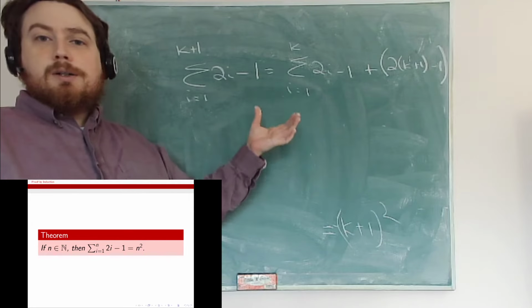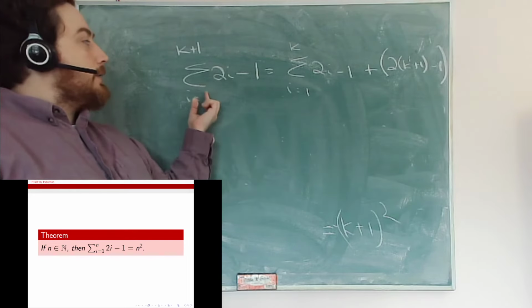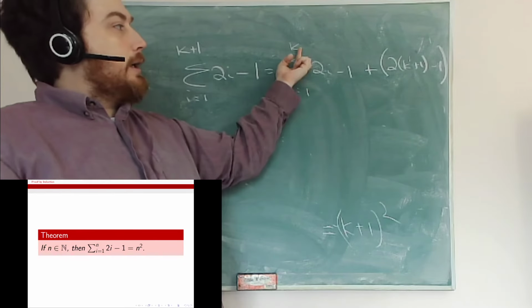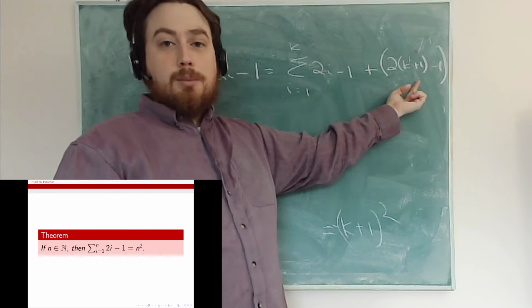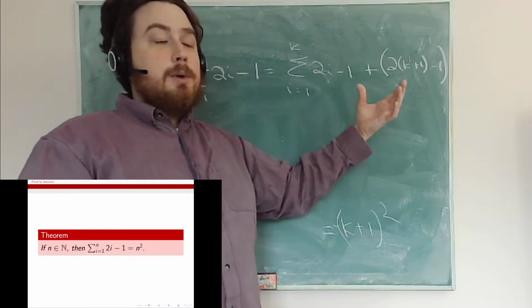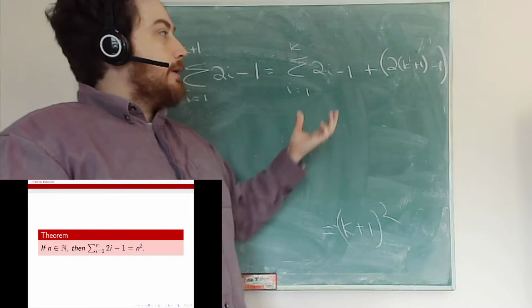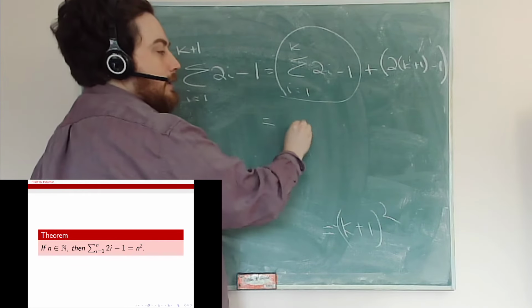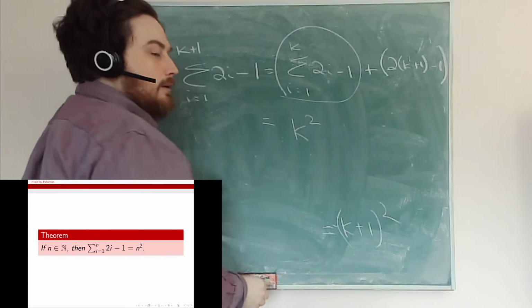So if we're doing an induction proof with sums, the nice thing is, okay, well, if I'm going to add from 1 to k plus 1, I can instead add from 1 to k, and then I just add in the k plus 1 term. So what I end up with is a nice step where I get to use my induction hypothesis, because that says that this is just equal to k squared.